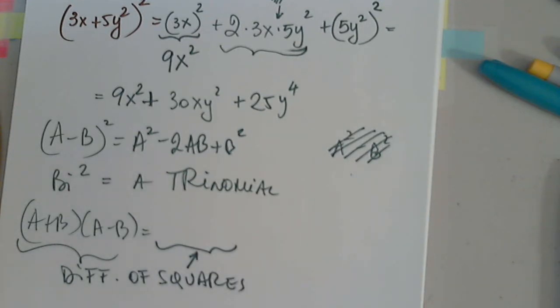Can anyone give us the answer for this? Let's say, is it Kilon? It's a squared minus b squared.